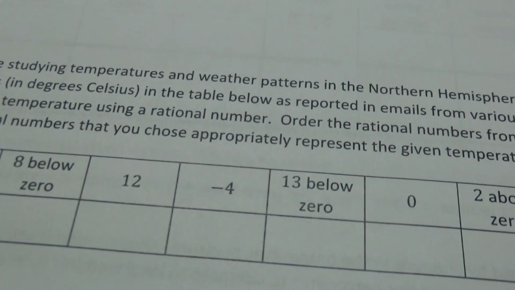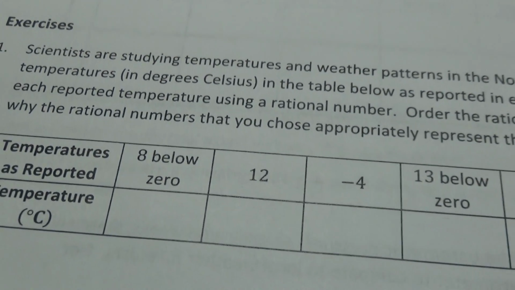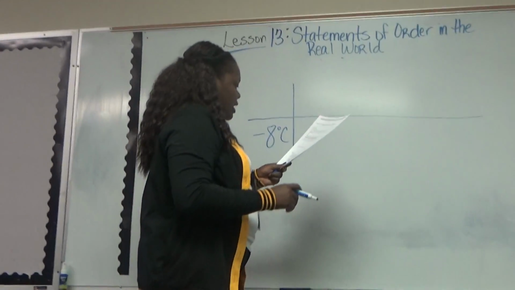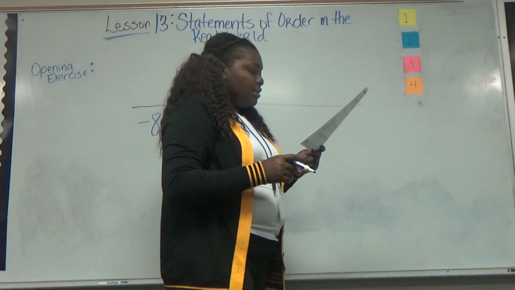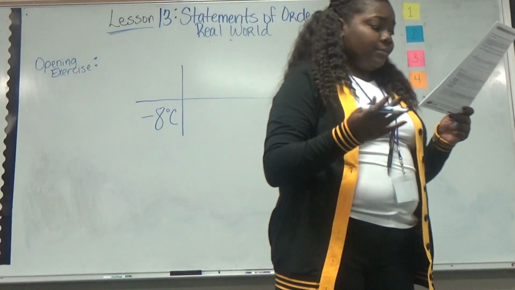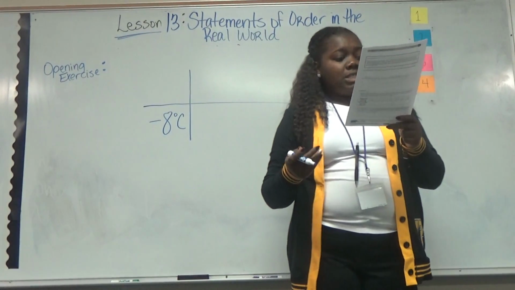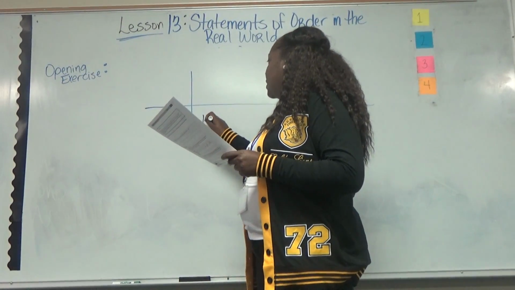Negative 8 degrees Celsius. This is what you would write there, for 8 below 0. If I have the integer 12, what am I going to write there? Positive. It's positive 12, okay? Just write it again.